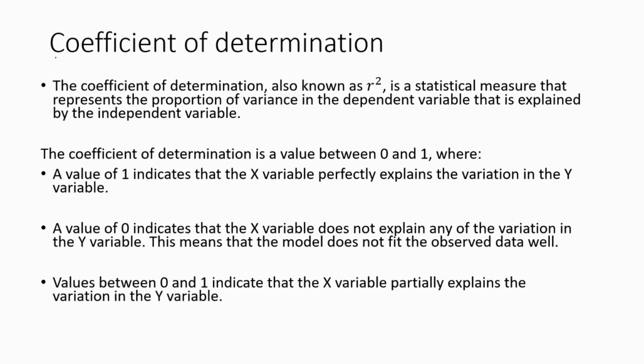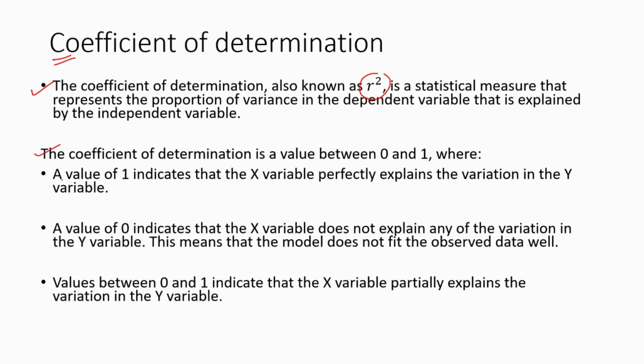Now let's discuss the next step, which is the coefficient of determination. Previously we calculated the correlation coefficient. Now this is the coefficient of determination. The coefficient of determination, also known as R squared, is a statistical measure that represents the proportion of variance in the dependent variable that is explained by the independent variable.